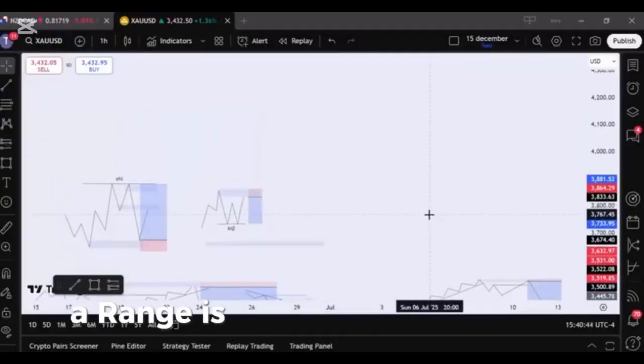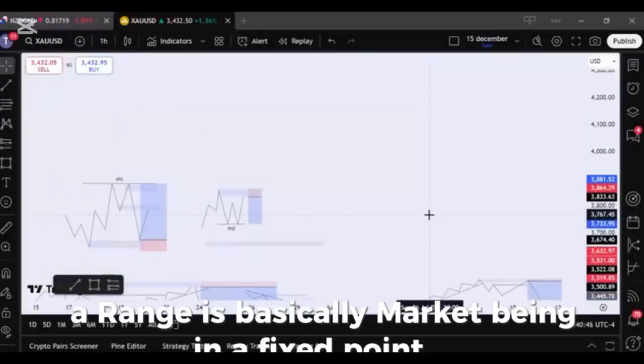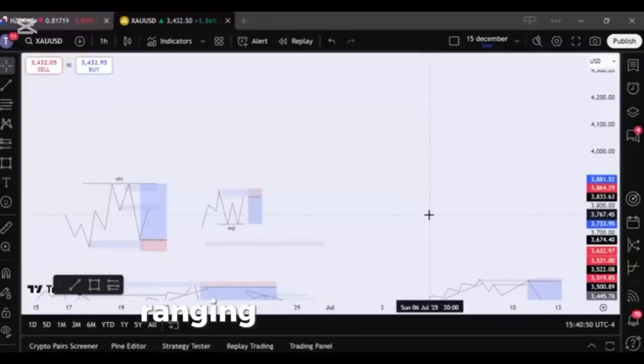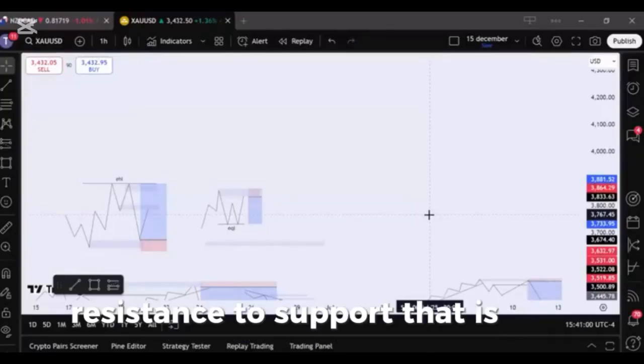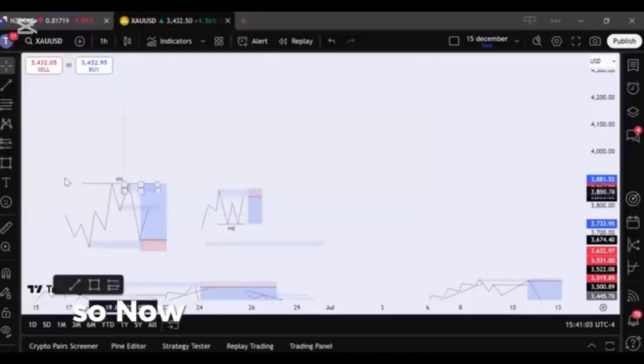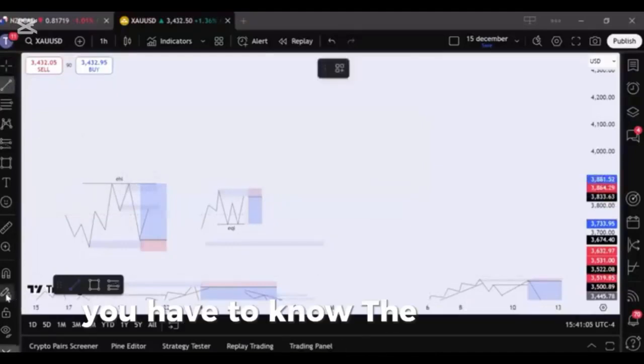Now, a range is basically market being at a fixed point. I'm talking about the technical analysis part for Forex: ranging from support to resistance, resistance to support, support to resistance, resistance to support. That is what a range is called. You can also call it a consolidation. But the thing with trading a range is you have to know the direction of the market first.